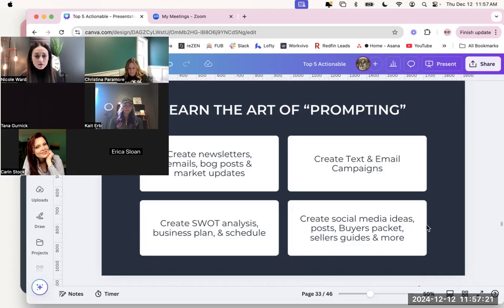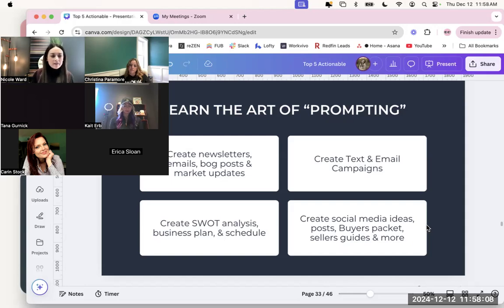So these are things that you can use AI for. You can use it to create a newsletter, a blog, or a market update. Maybe it's for social media, maybe it's an email. You can ask AI to create a SWOT analysis for you, a business plan for you, and create a schedule for you. And it can even convert it into a calendar that you can download and put in front of you. Believe it or not, it does all of these things. So if you ask ChatGPT to help you create a SWOT analysis, when I say learn the art of prompting, you can say, ask me questions to help me go through a SWOT analysis of my real estate business. And then it'll ask you questions. You provide answers until you've been able to develop a full SWOT analysis of your business. Crazy. It works. It's amazing.